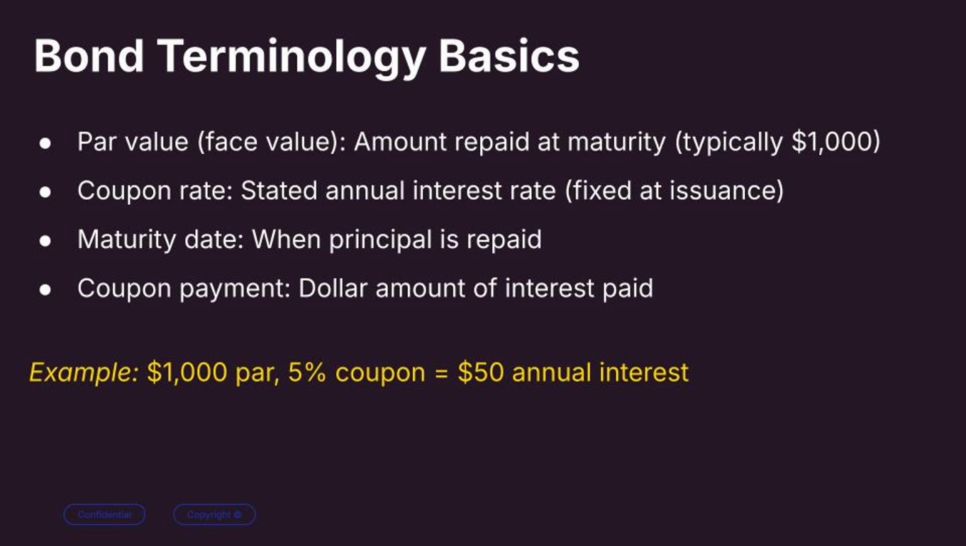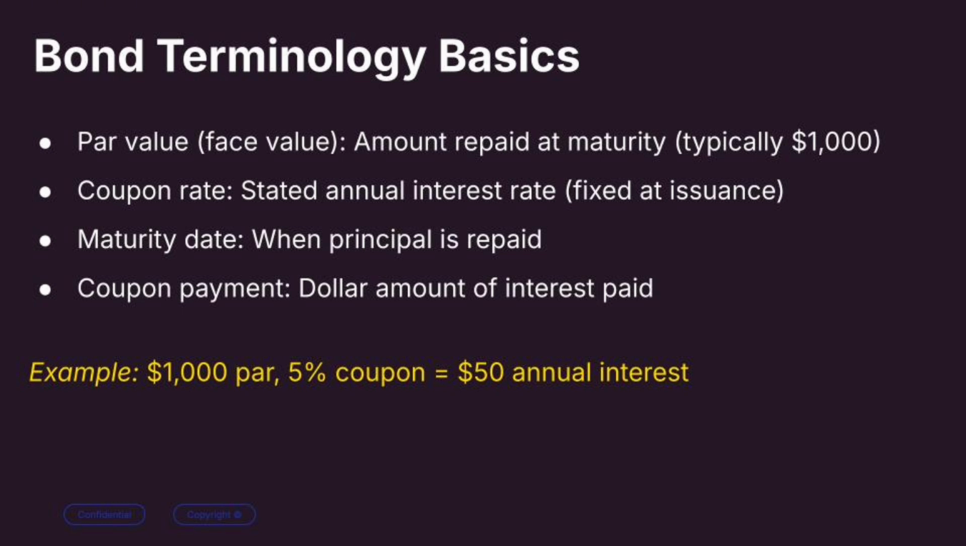Let's start with the core terminology you need to know. Par value, also called face value, is the amount a bondholder receives when the bond matures. For most corporate and government bonds, that's $1,000. Think of it as the bond's sticker price at maturity. The coupon rate is the annual interest rate stated on the bond. This rate is locked in when the bond is issued and never changes.